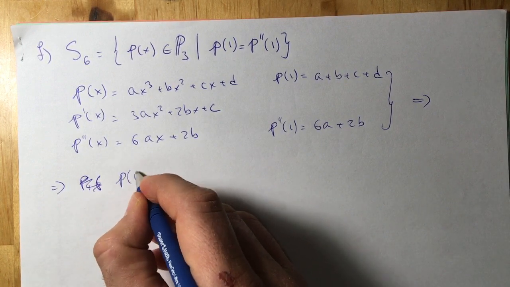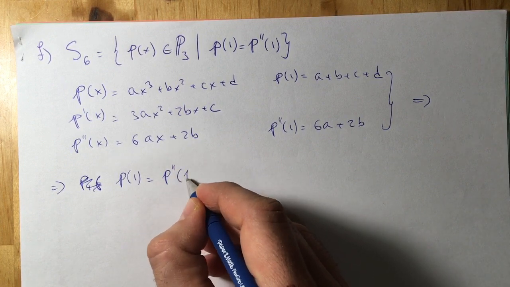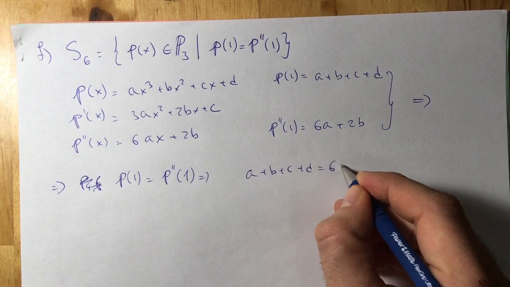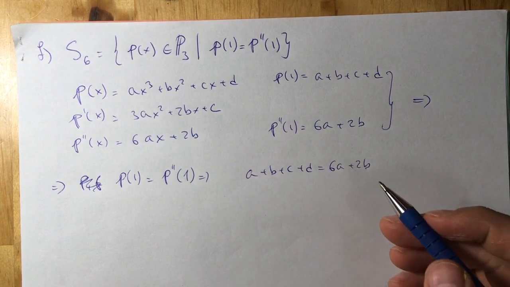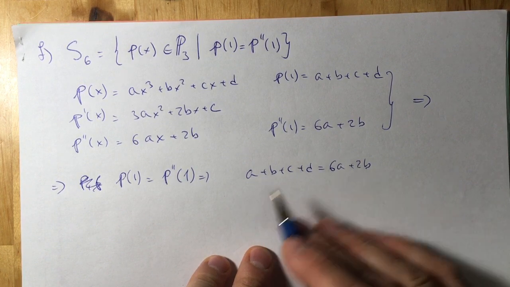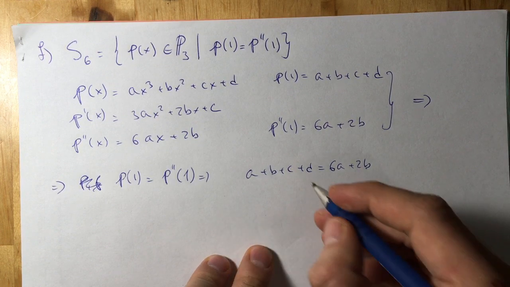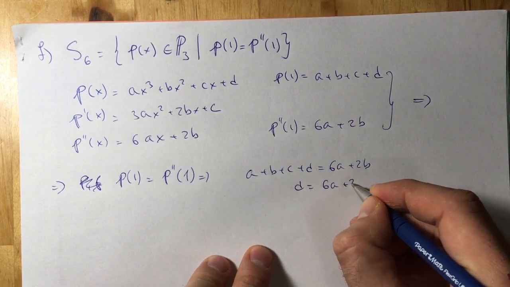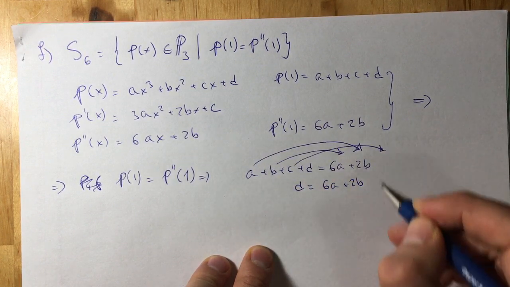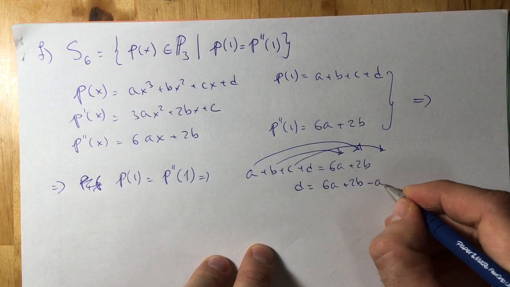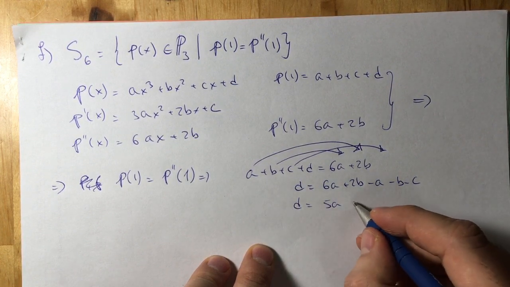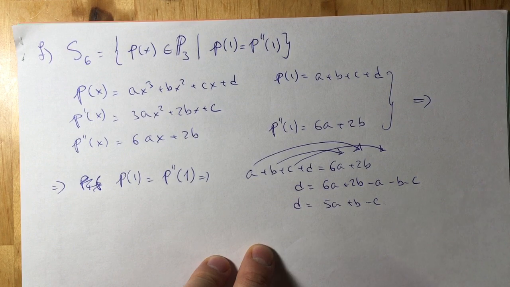Sorry, so p evaluated at 1 has to be equal to the second derivative evaluated at 1, which implies that a plus b plus c plus d is equal to 6a plus 2b. And from here I can see that I can express either c or d in terms of the other parameters. So let's say d is equal to 6a plus 2b, and now I bring these terms on the right hand side, so minus a minus b minus c, and from here d is equal to 5a plus b minus c.